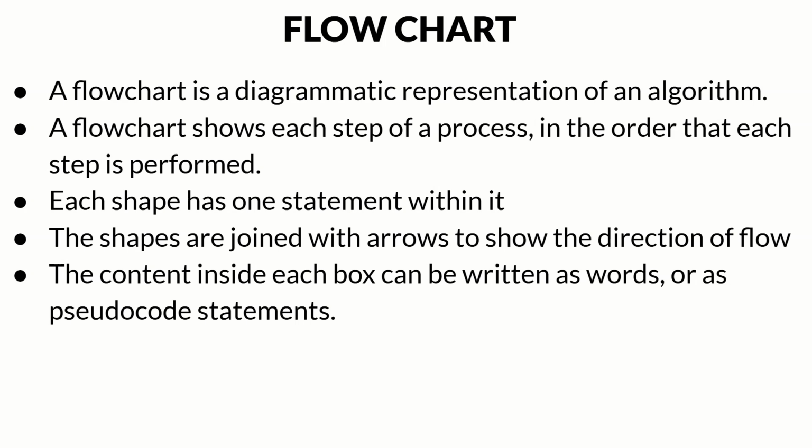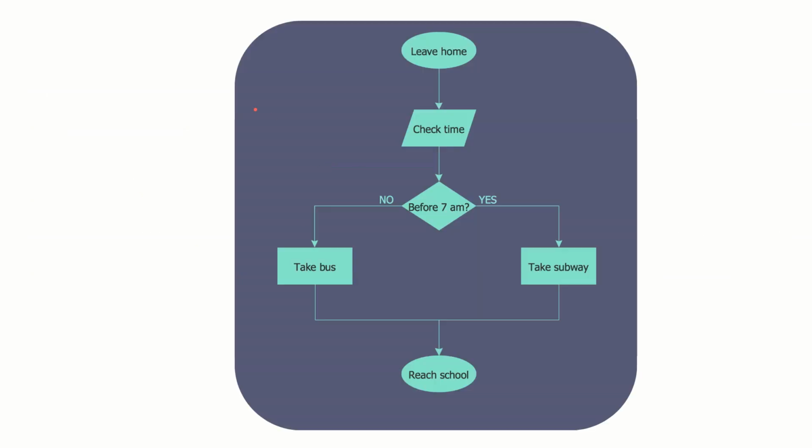So you represent diagrammatically how your algorithm is going to be. It's sequential in the sense that step 1 goes to step 2, then step 3. They have different shapes or symbols, and they are connected by arrows. The arrow shows you the flow or the direction. So this is a typical example of a flowchart, where one shape comes down to another shape, and here you make a decision that we go here or here. Then we come and reach school.